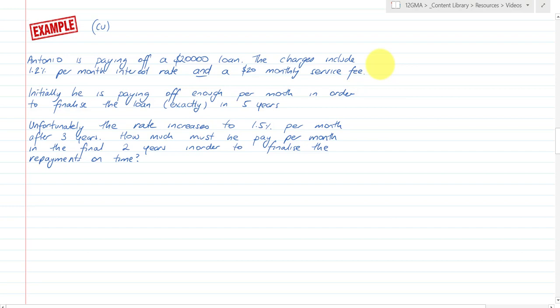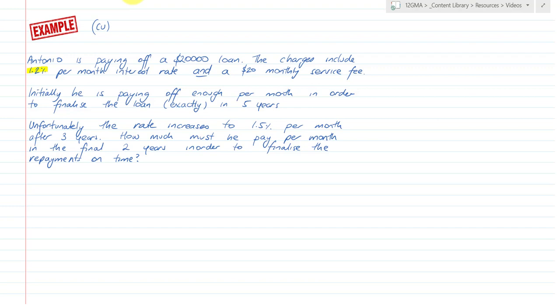Antonio is paying off a $20,000 loan. The charges include 1.2%, which, by the way, is amazing. So let's just keep that in mind. That's not going to happen really that often. 1.2% per month interest rate and $20 monthly service fee. So I need to pay $20 as well.